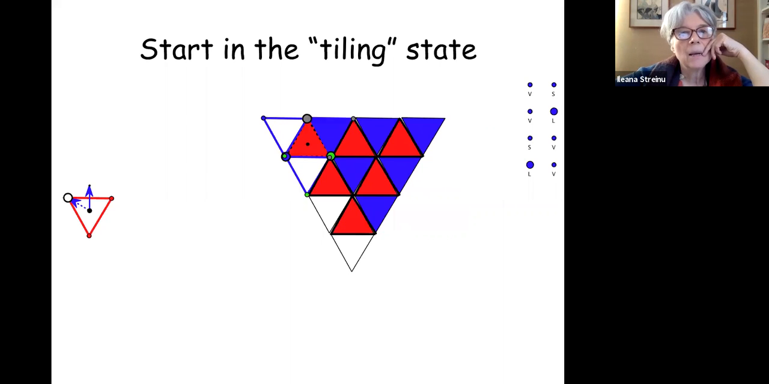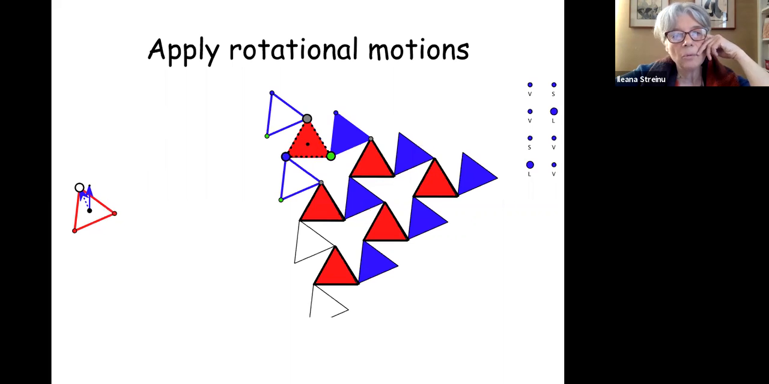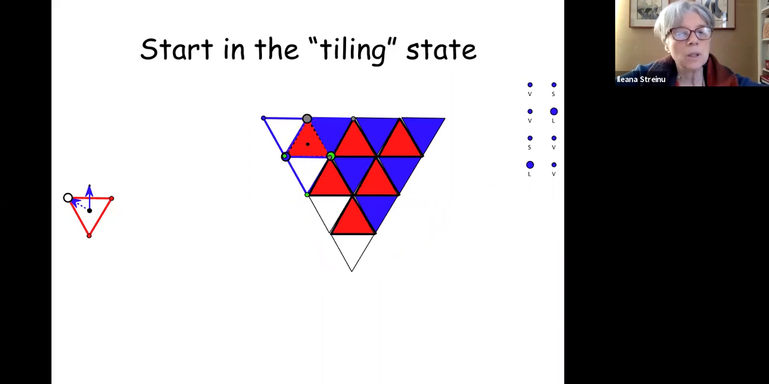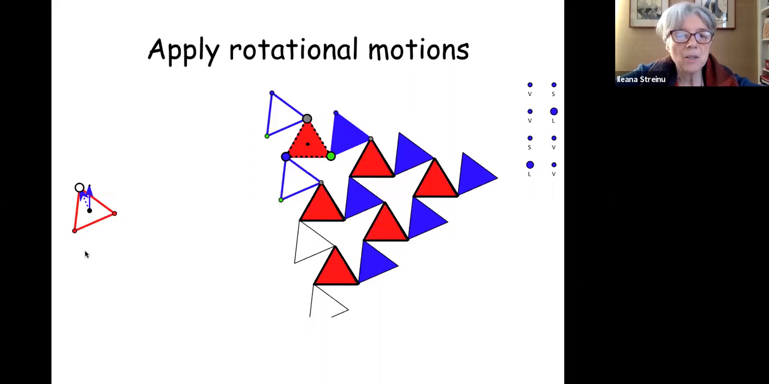This is an example that I put here. We imagine we start in the tiling state and then we move. I have no idea why my colors have disappeared; something mysterious happened to my slides, but it's okay. As I said, we can apply what we did here. I start in the tiling state, and let's say I just apply this rotation, so I rotated the blue around the red one. That's an interesting motion.